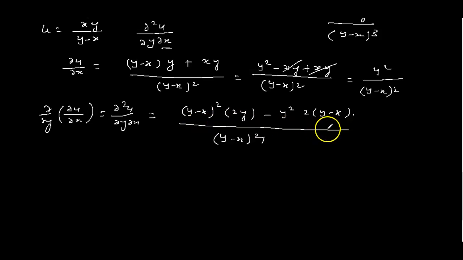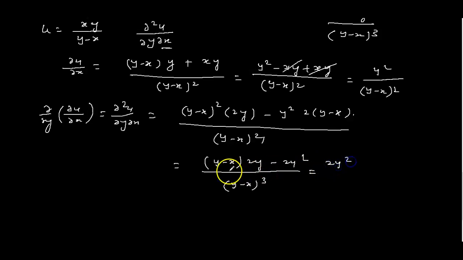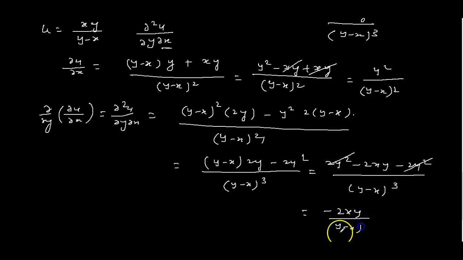So now here, if you take y minus x common, we will be left with y minus x and 2y minus 2y square, divided by y minus x to the power of 3, because y minus x is common and cancels. Further, if you simplify, this is 2y square minus 2xy minus 2y square divided by y minus x whole cube. This part and this part are cancelled, so we get minus 2xy divided by y minus x whole cube.